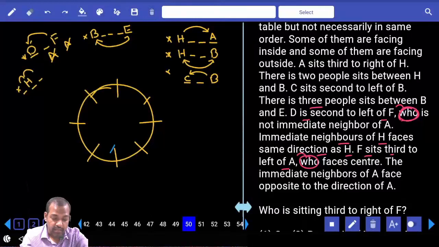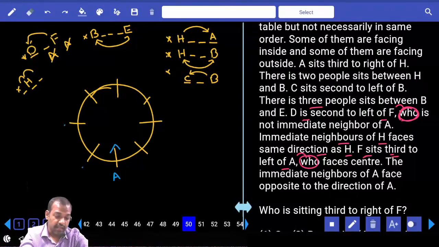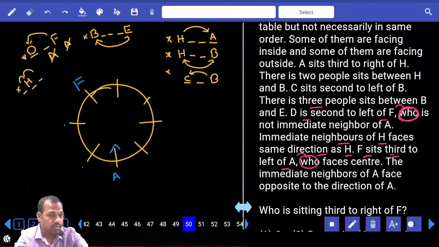Now tell me, can you take this point or not? Because he has given the direction of A here. A is facing center and F sits third to the left of A. First left, second left, third left. F has to come here, or not? Yes or no?